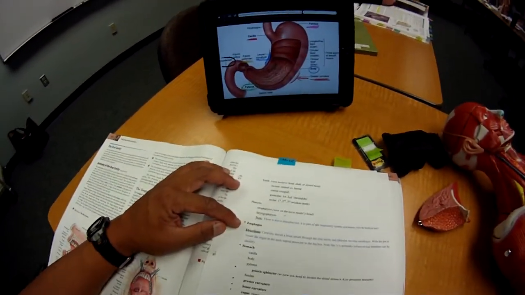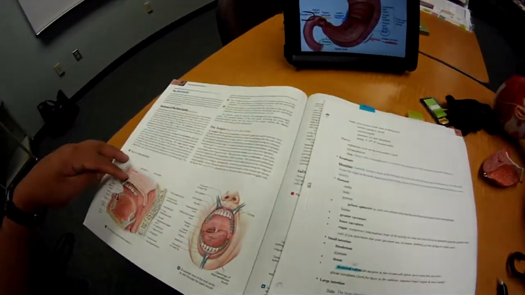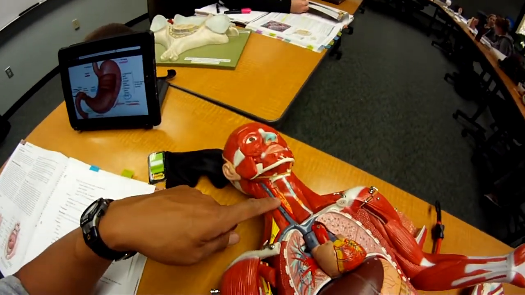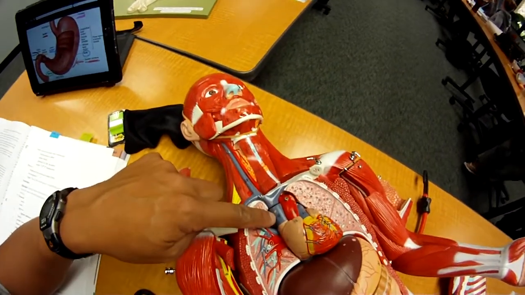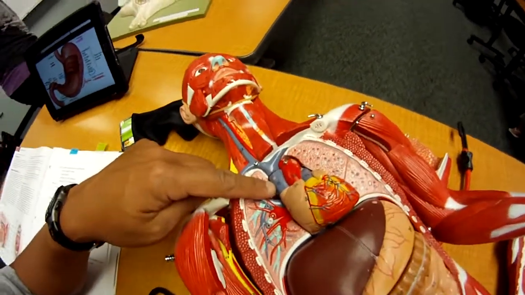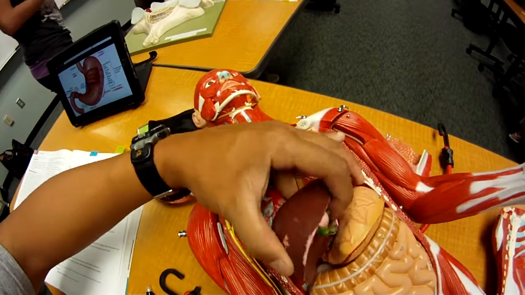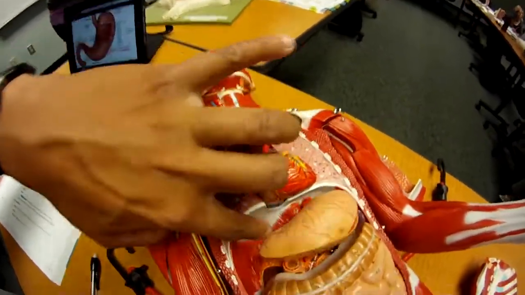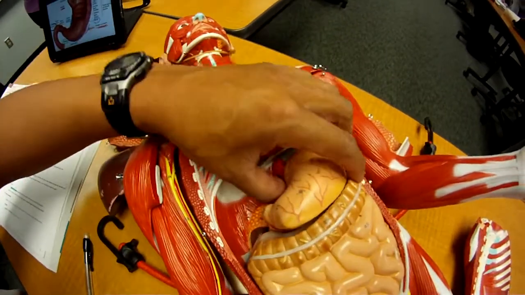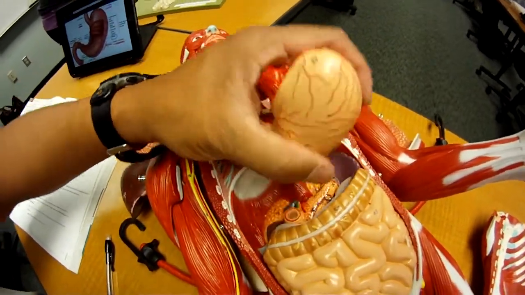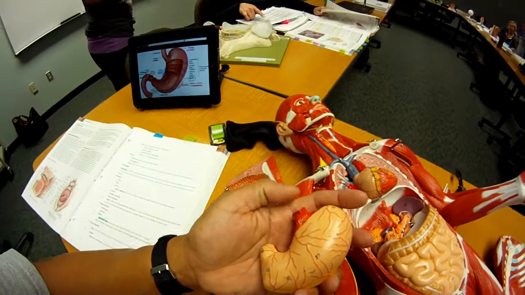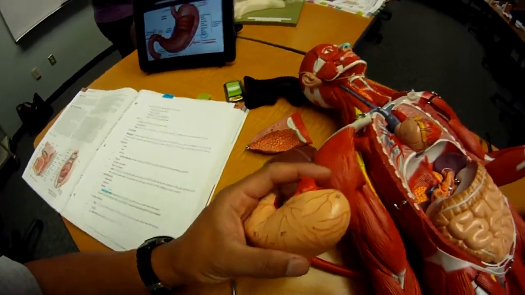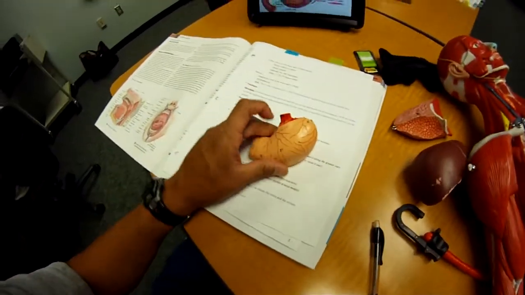Okay, the esophagus. The esophagus actually starts right here, goes down, goes posterior of the heart. It's been a while. So I'm gonna remove the liver. Lab 19. Goes right there, and here's the stomach. In my notes, I labeled the start of the esophagus right here. So this is the stomach.